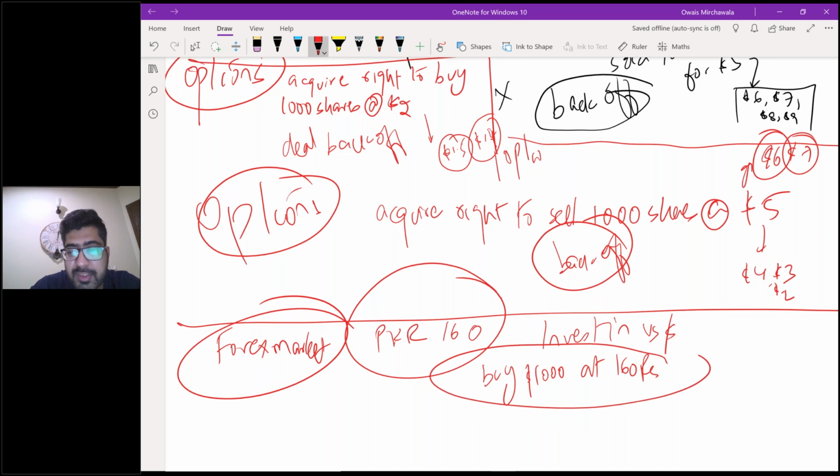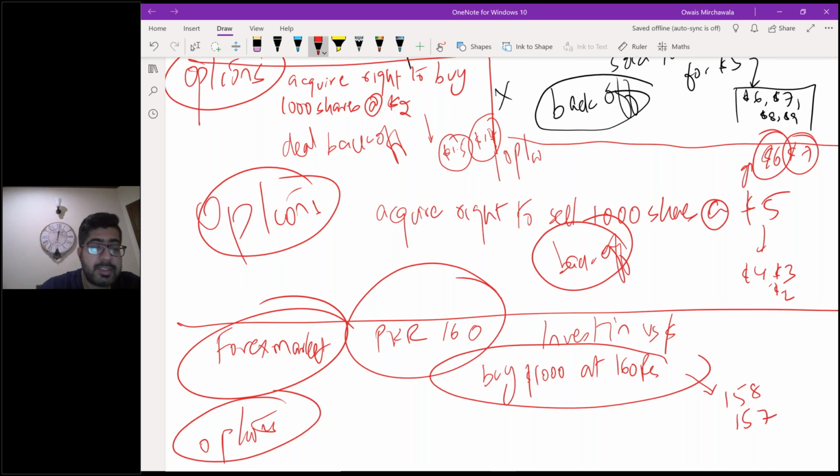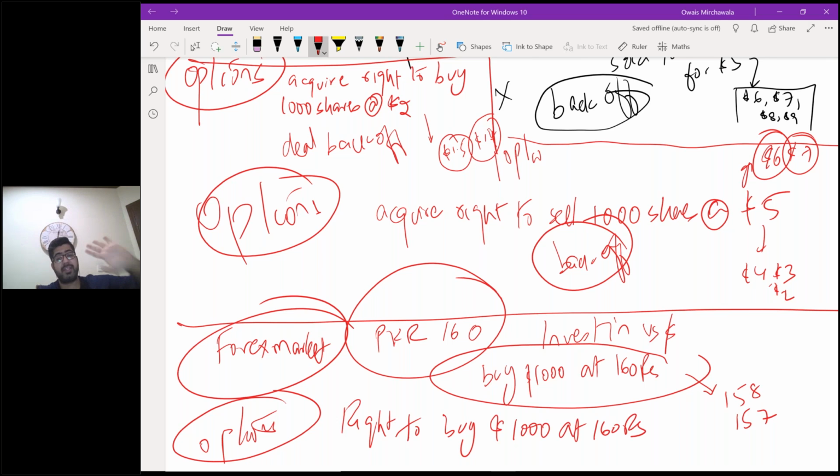Now let's suppose prices start going down, 158, 157. I will be in loss. There, the protection is the options market. Don't buy $1,000. Just acquire a right to buy $1,000 at 160. What are the conditions of the right? If prices go up, 162, 163, 164, I will exercise my right to buy $1,000 at 160. But if the prices go down, 155, 156, I already got the right to buy $1,000 at 160. Now the prices have fallen, so I will back off.